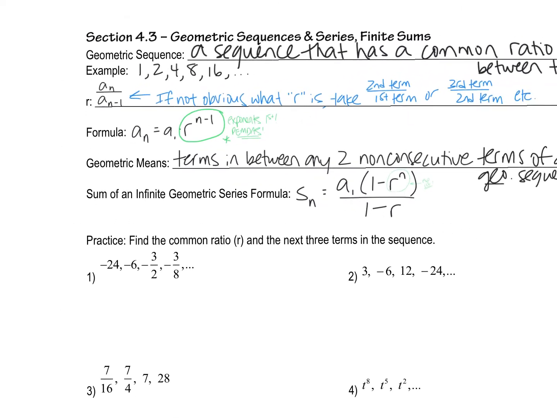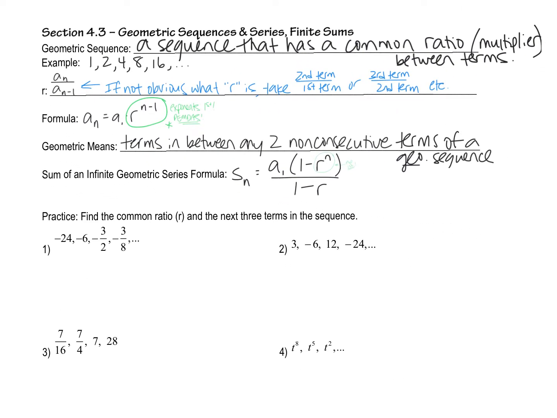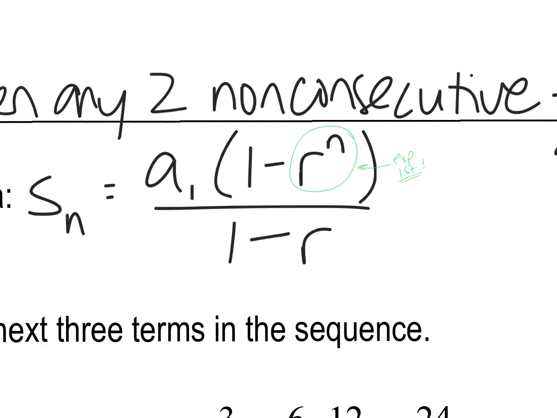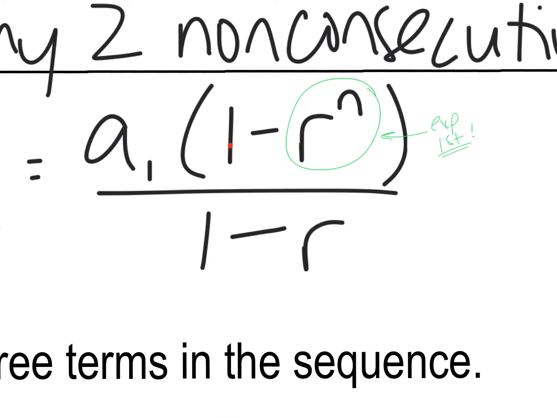Let's use some really strong algebra skills here. We also have geometric means. Same thing as arithmetic means. It's just terms in between any two non-consecutive terms, but of a geometric sequence. So we'll practice that as well. The last thing is we have another formula for the sum. So we have formulas for arithmetic sequences for the nth term and for the sum. We have 2 of them for geometric as well, for the nth term and for the sum. So here it is. And again, be careful with the exponents here. You can't subtract 1 minus r and then raise it to the n. You have to do r to the n first and then do 1 minus that answer. So keep in mind those algebra skills.